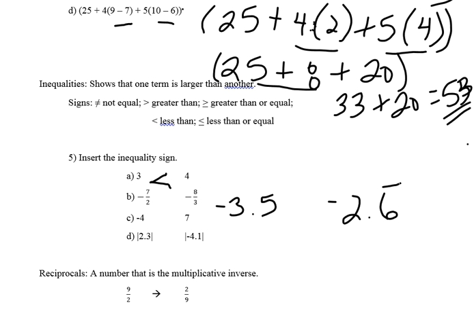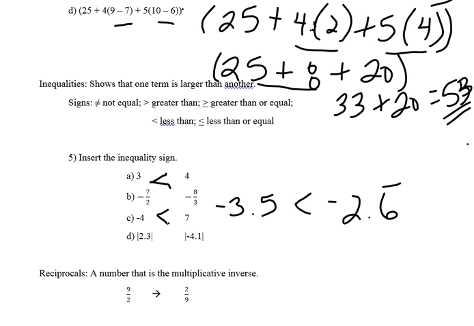So now we're going to look at this and we want to see which is bigger. Now these are negatives, so remember, the bigger the number on the negatives, the actual farther away it is, so the smaller it is. So negative 3.5 is less than negative 2.6. The more it is to the right, the bigger the number is. Negative 4 and 7. Negative 4 is less than 7. I just noticed these are all less than symbols. I should have mixed that up a little bit better.